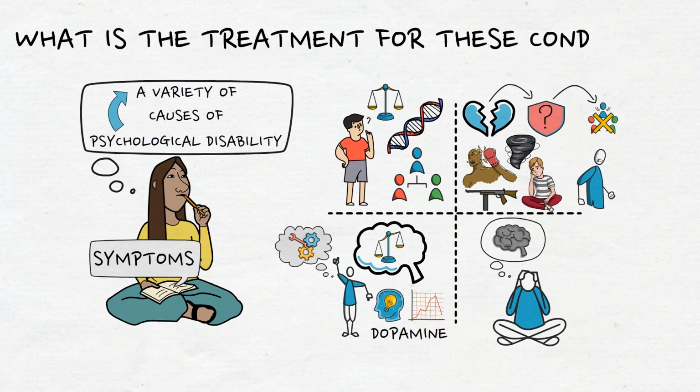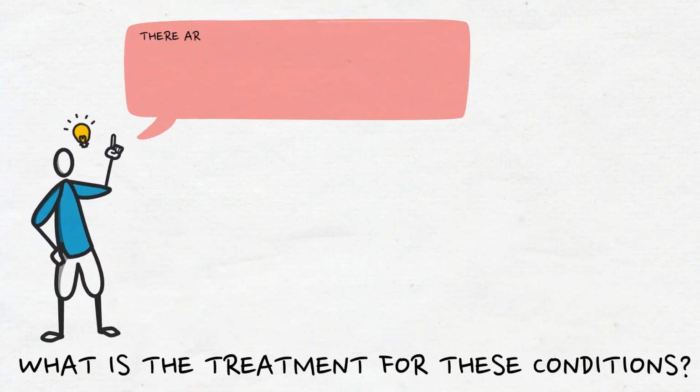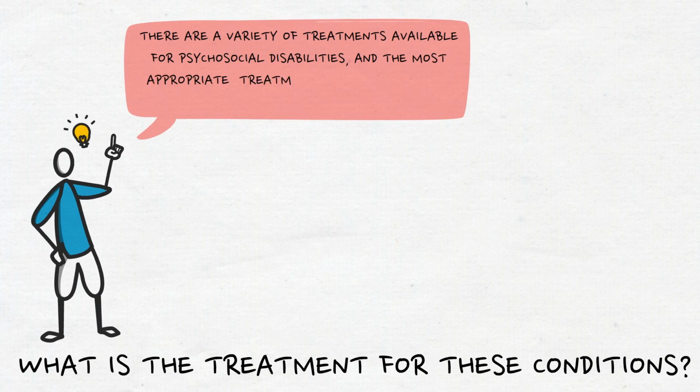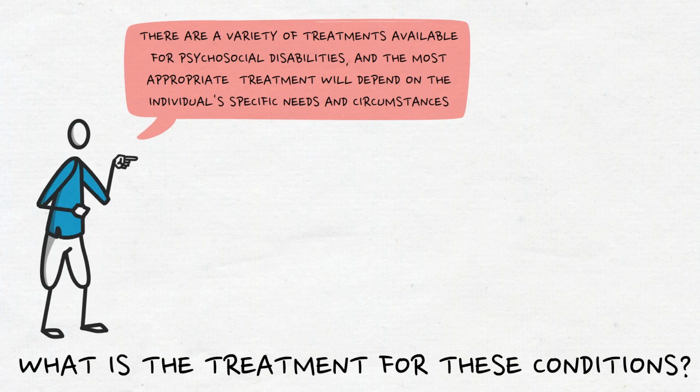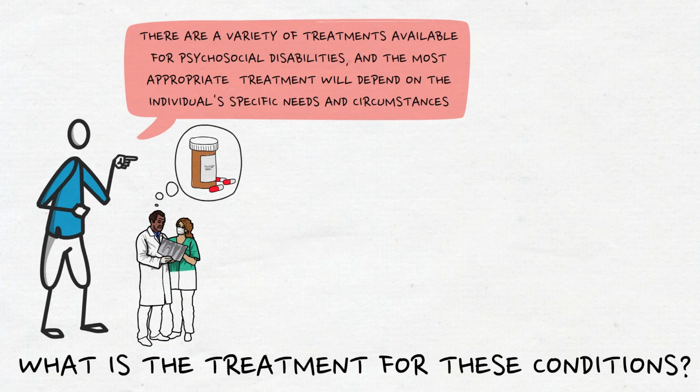So what is the treatment for these conditions? There are a variety of treatments available for psychosocial disabilities, and the most appropriate treatment will depend on the individual's specific needs and circumstances. Here are a few common treatments. Psychiatric medications can help regulate brain chemistry and alleviate symptoms associated with psychosocial disabilities. These medications should be prescribed and monitored by a qualified healthcare professional.